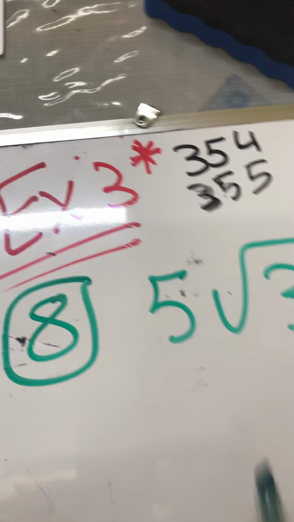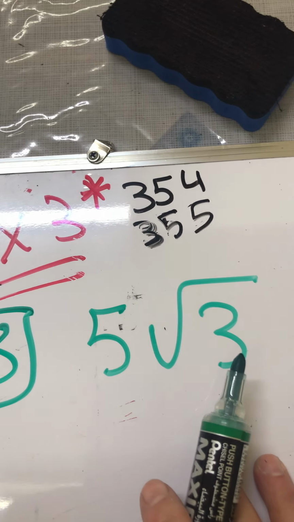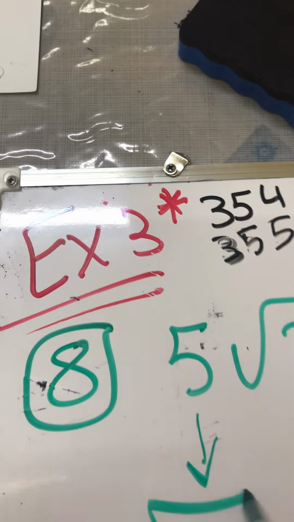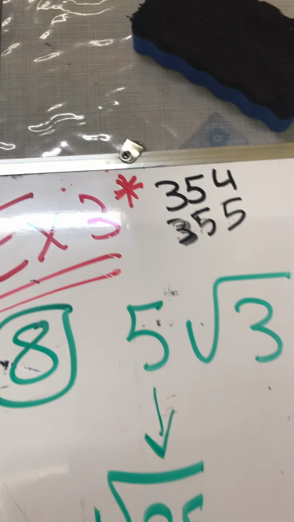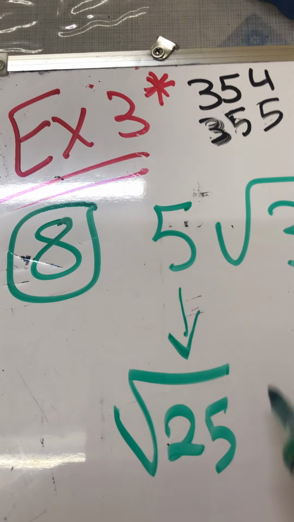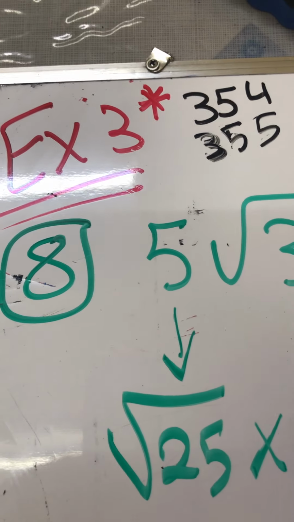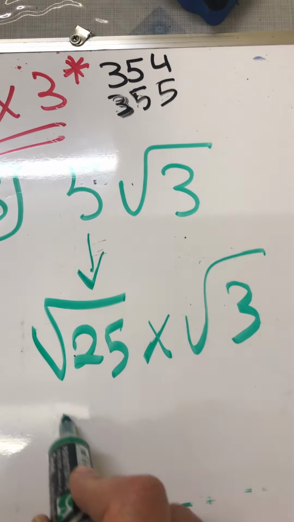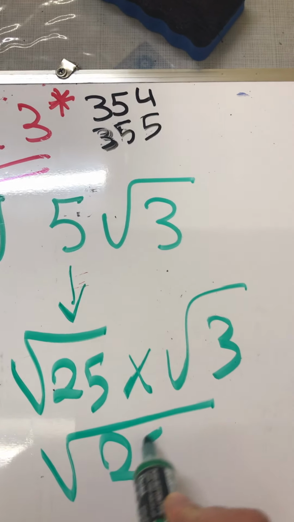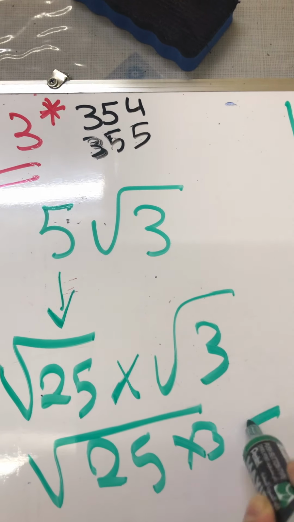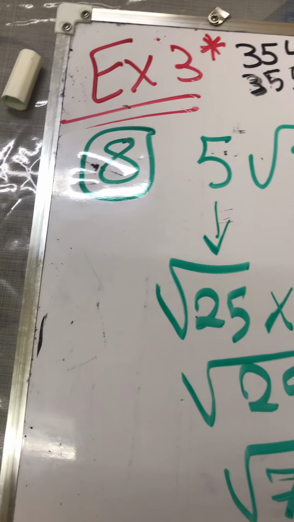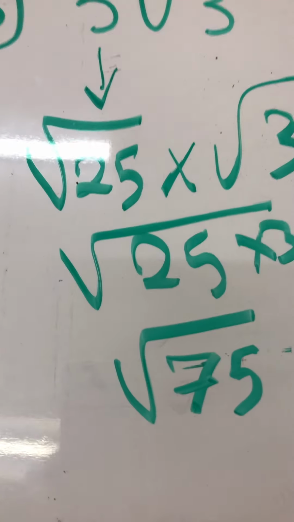What I have to do is return this 5 under the square root again. So this 5 comes from square root of 25. Yes, the answer of square root of 25 is 5. Multiply by square root of 3. Now I can put both of them under 1 square root. 25 multiplied by 3 equals square root of 75.